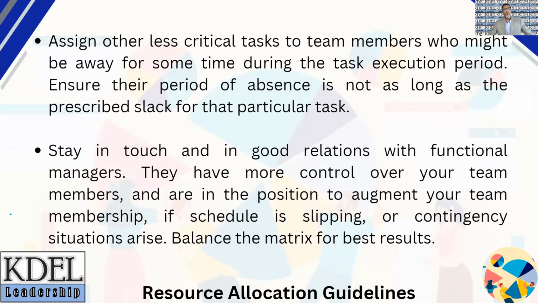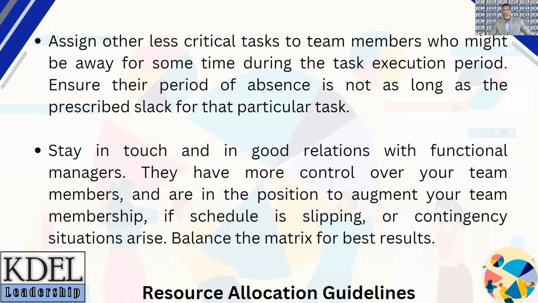You want to also assign other less critical tasks to team members who might be away for some time during the task execution period, okay? Ensure their period of absence is not as long as the prescribed slack for that particular task. So if you have a slack of 2 weeks, you want to ensure that whoever you assign that task to is not going to be away during the execution of that task for more than 2 weeks. That means even if they're not there for 2 weeks, that task can still be concluded on time.